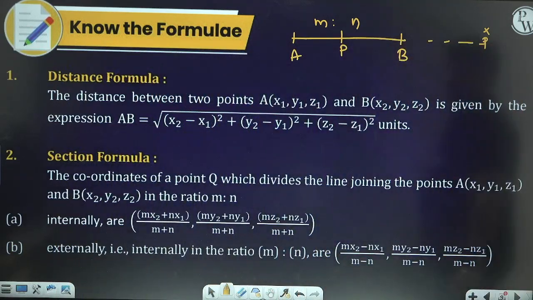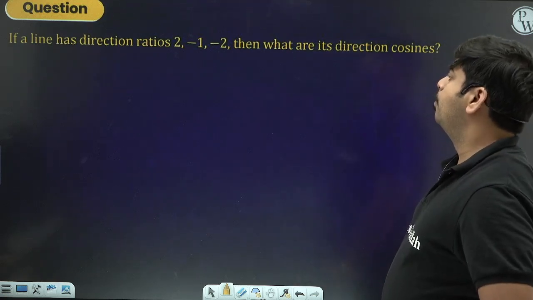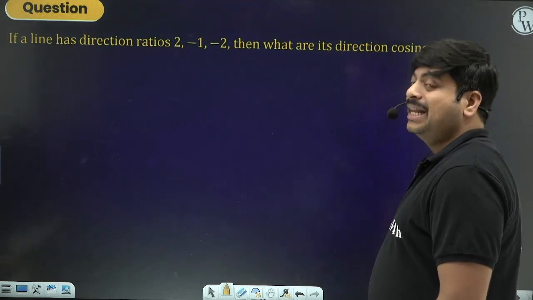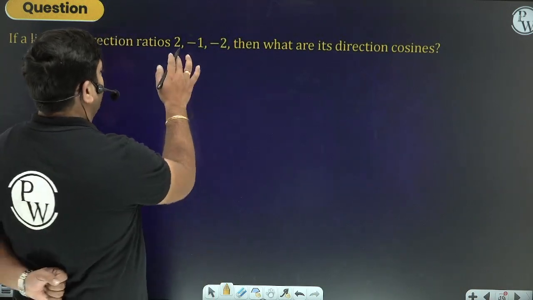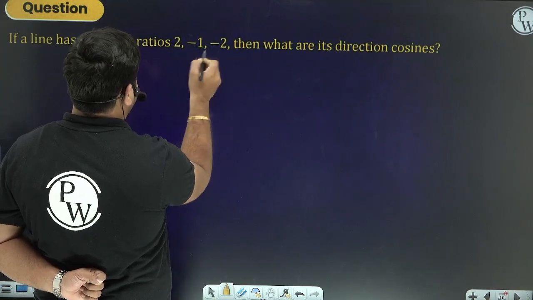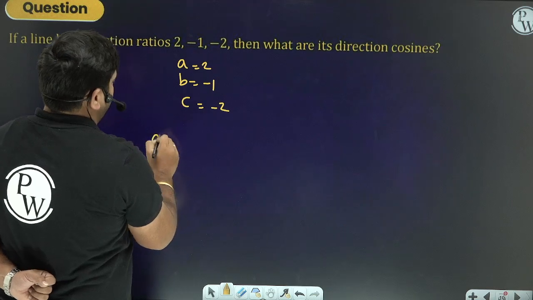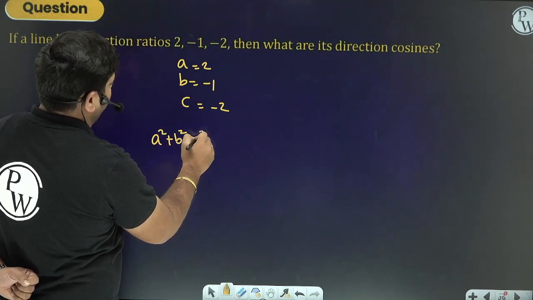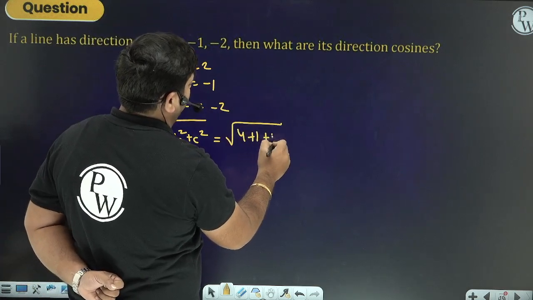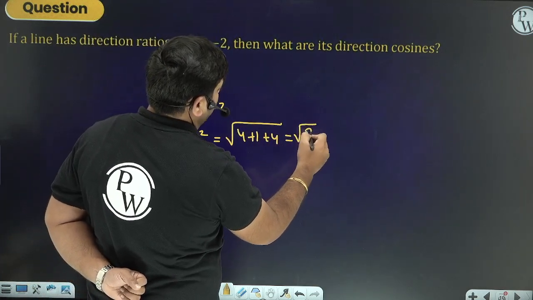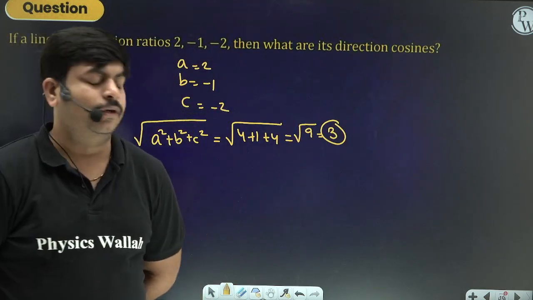Next. If a line has direction ratios 2, minus 1, minus 2, then what are its directional cosines? Just now we saw that. First of all, find root over A square plus B square plus C square. A is 2, B is minus 1, C is minus 2. So root over 4 plus 1 plus 4, that is 9. Root 9 is 3 units. Understood? Clear, everyone? Okay, fine.